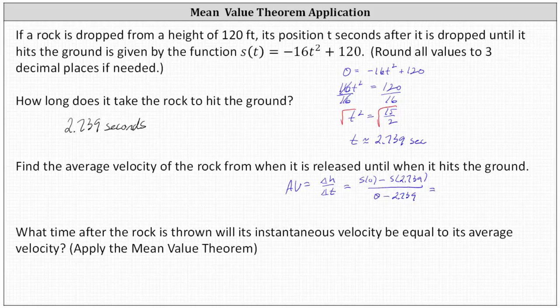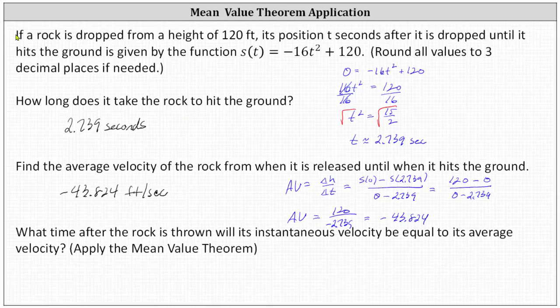Well, s of 0 is the initial height, which is 120 feet, the height when time is 0, minus s of 2.739, which is approximately 0, because we know the rock hits the ground after 2.739 seconds, and the change in time is 0 minus 2.739, indicating the average velocity is equal to 120 divided by negative 2.739, which equals negative 43.824. So the average velocity from when the rock is released to when it hits the ground is approximately negative 43.824 feet per second.